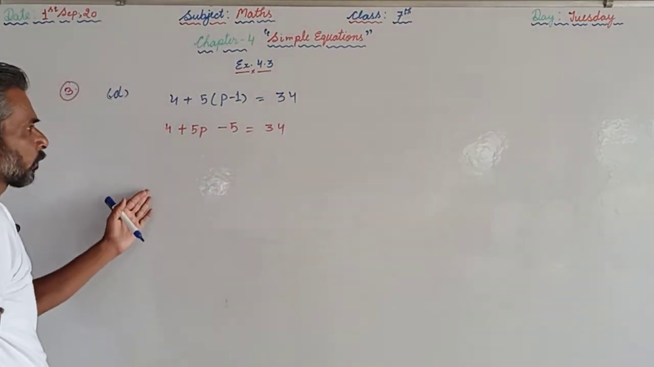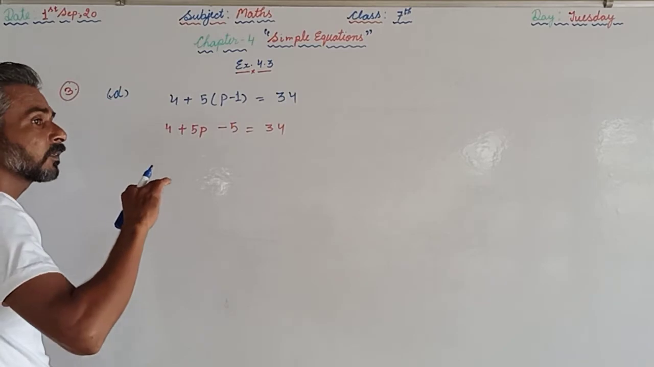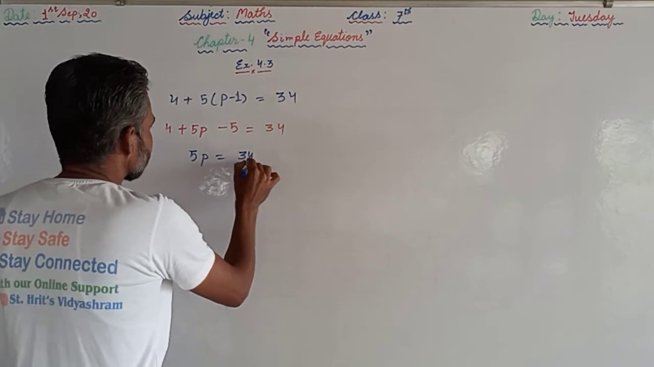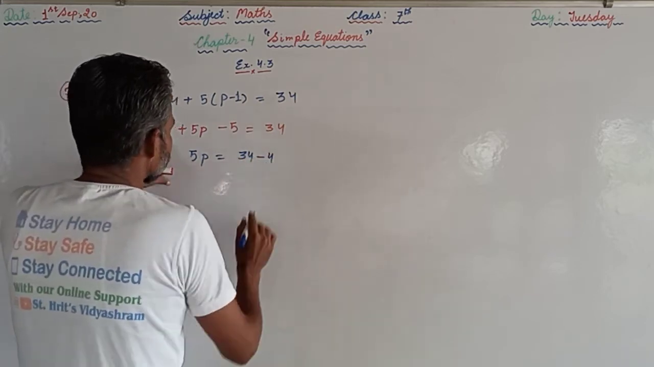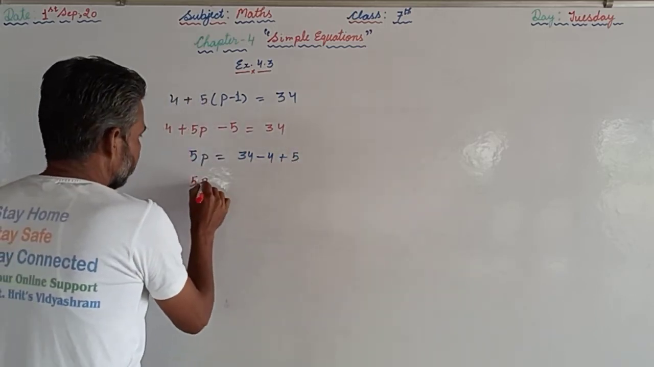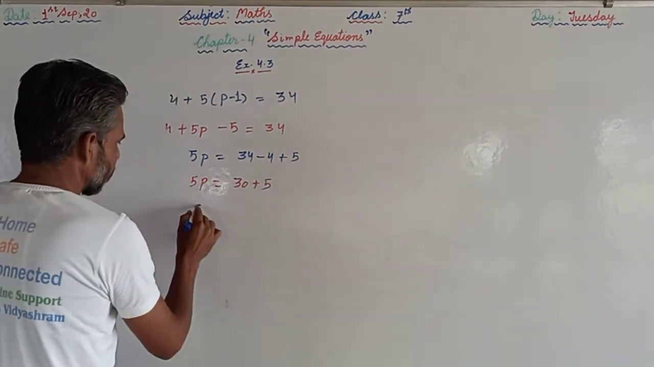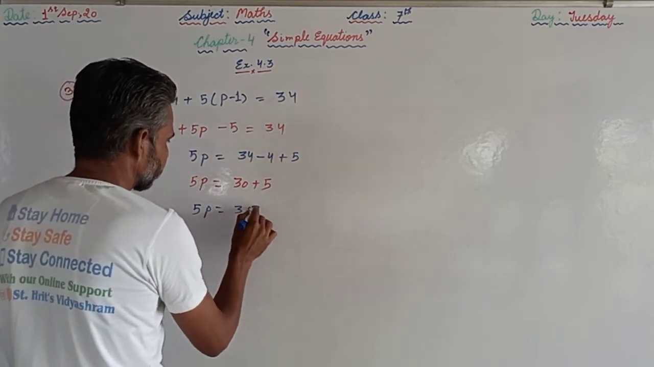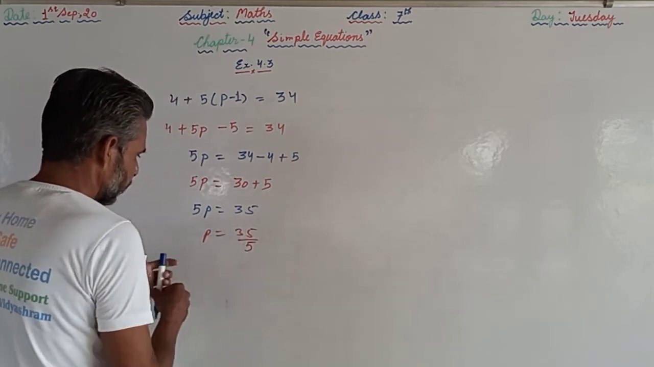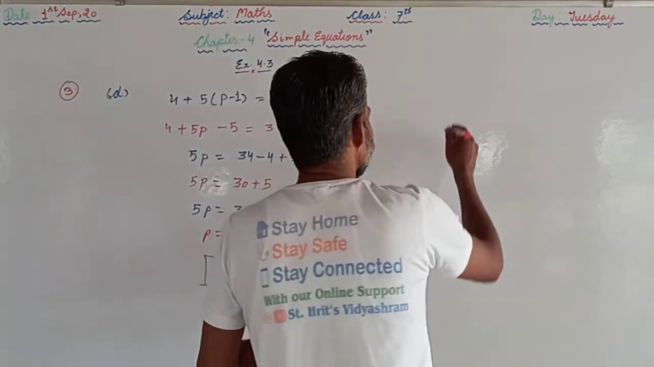So now what we will do, we will keep the variable term on left hand side, and the remaining, means the constant terms, will be transferred from left hand side to the right hand side. So 5p will be equals to 34, plus 4 will become minus 4, and minus 5 will become plus 5. So 5p is equals to 34 minus 4, that is 30, plus 5. So from here 5p is equals to 35, and p is equals to 35 upon 5, and p is equals to 7.